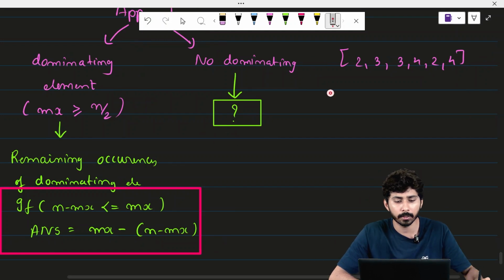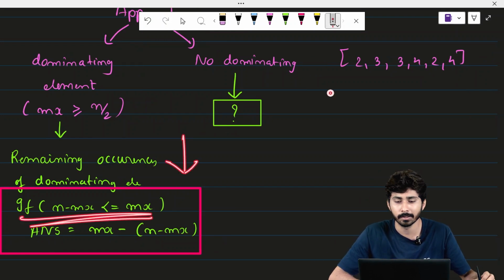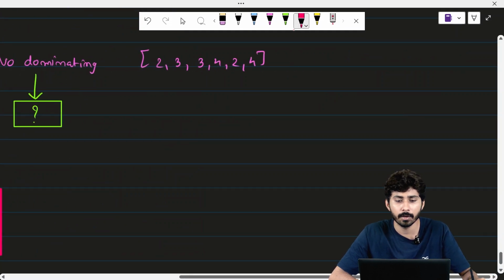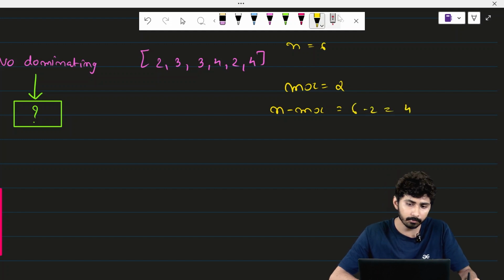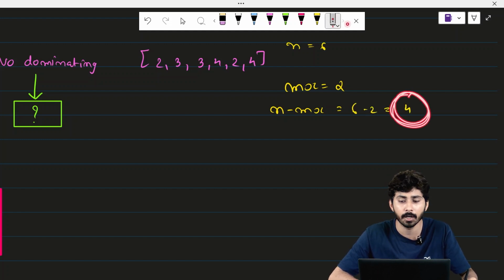Here I'd like to explain using this formula only. If you find the dominating number, basically the element whose frequency is highest, you get the frequency as 2. Now let's say what are the remaining numbers? N minus mx. What is n over here? N is 6. 6 minus 2 equals 4. These are the different numbers.